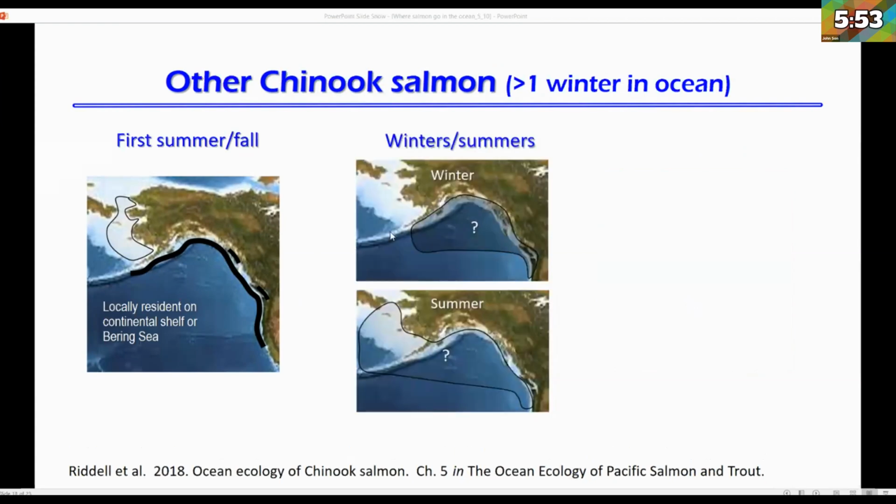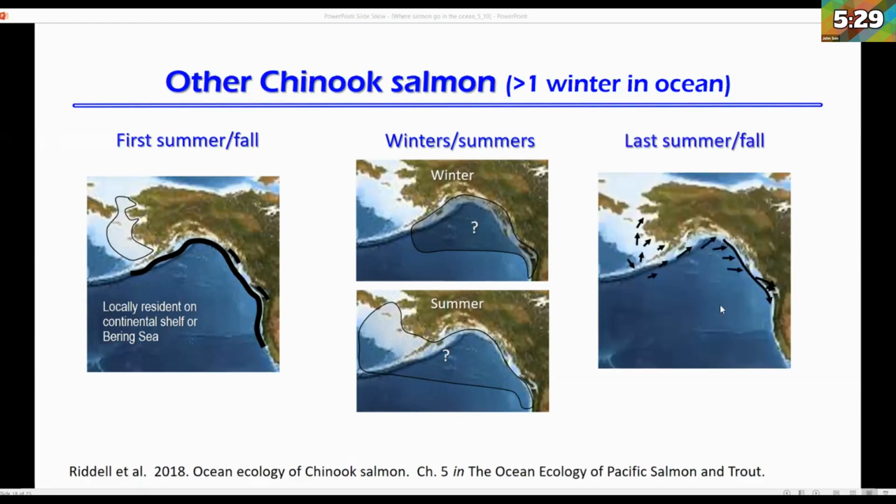During the winters and summers, similar pattern, except in this case we think a lot of the fish are up on the shelf. So some are out in the Gulf of Alaska in winter, but also a lot that are actually on the continental shelf. In summer, they extend their range up into the Bering Sea as well, where, like I said, they get picked up in pollock fisheries.